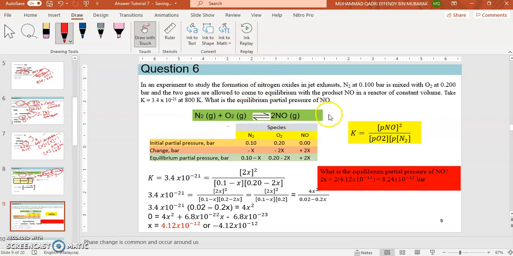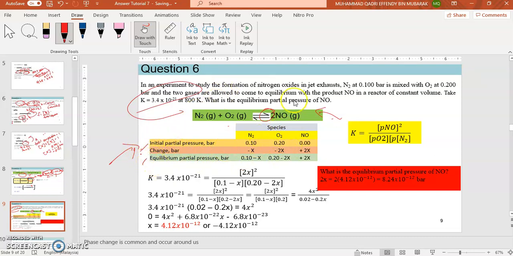And then from there we can write the equation of K. So K equals the partial pressure of NO to the power of 2, because we have 2 moles here, over the partial pressure of O2 times the partial pressure of nitrogen gas. One thing we need to remember is that we need to know what values we have at initial and also at equilibrium.